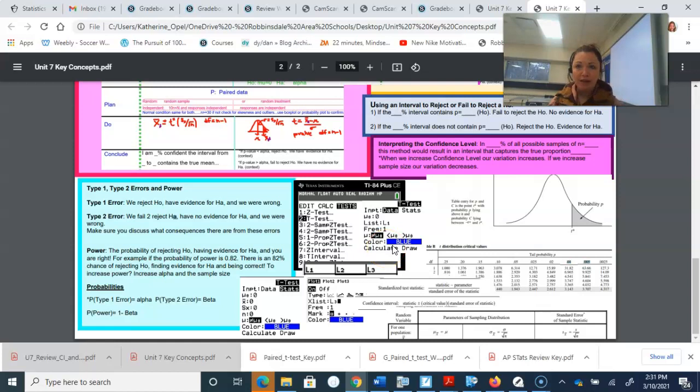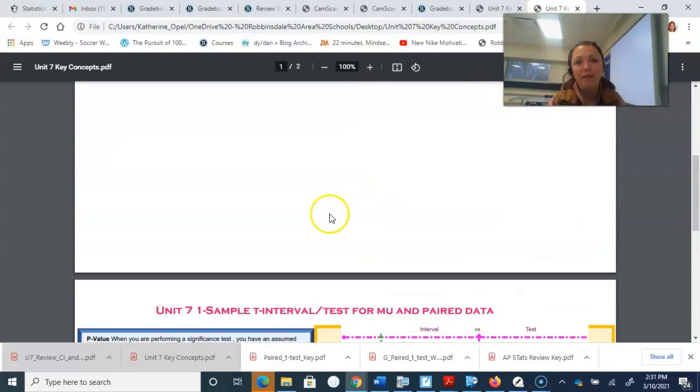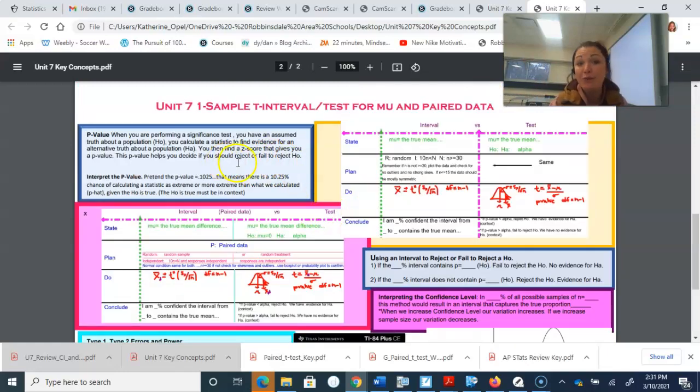When you calculate that, out will come a t-score, as well as your x bar, your sx, your n, and finally your p-value. That p-value then we use to help us either reject or fail to reject the null hypothesis. Now, some of you are still struggling on that. I don't have this on the cheat sheet, so write this down if you're struggling.